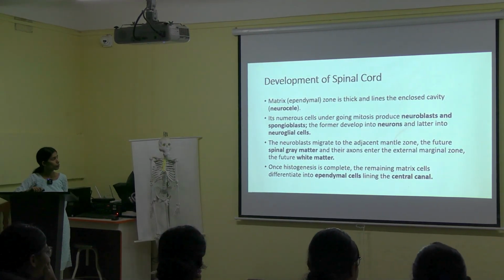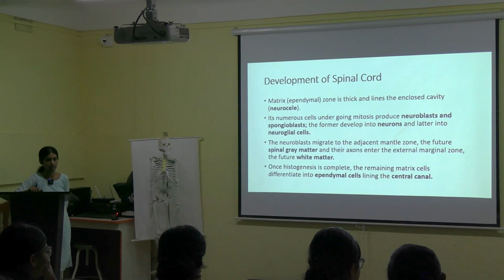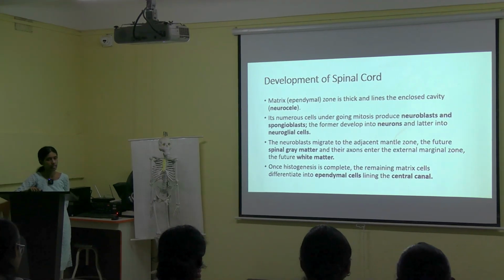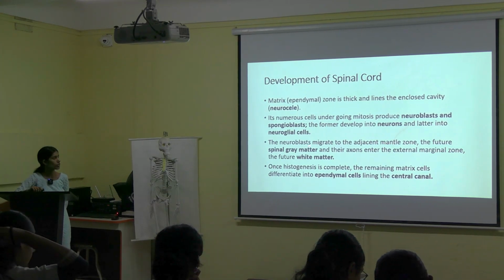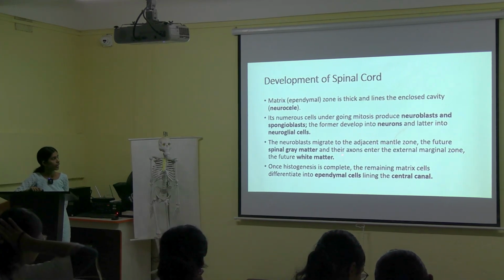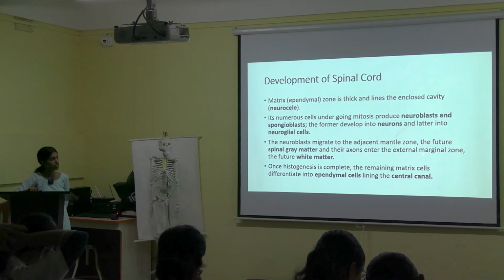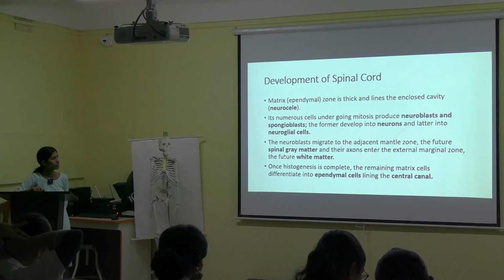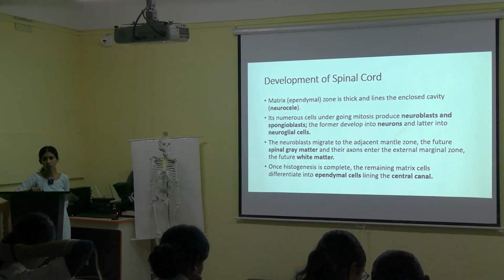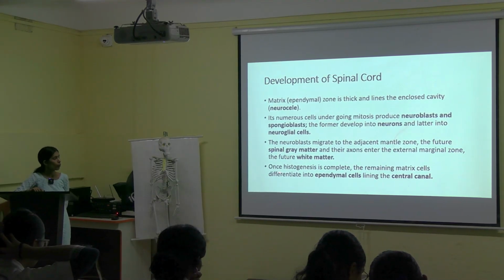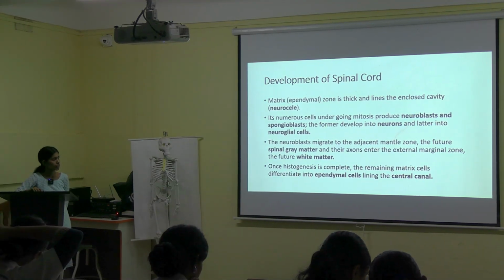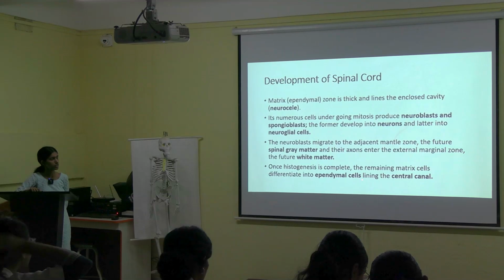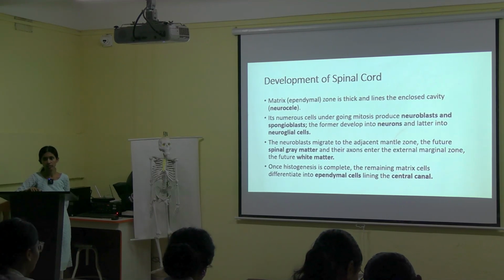Okay. The neuroblasts migrate to the adjacent mantle cell zone or cell layer zone. It is going to develop as the future grey matter. And their axons enter the external marginal zone and it will develop into your white matter of the spinal cord. Once histogenesis is complete, the remaining matrix cells differentiate into ependymal cells that line your central canal part.